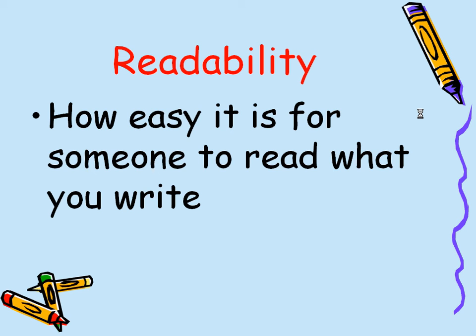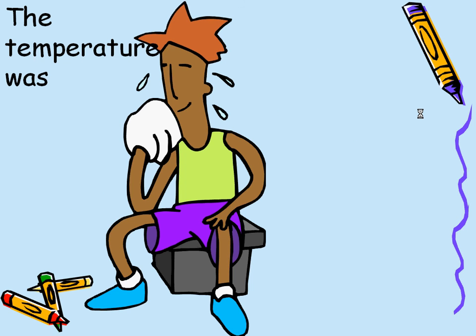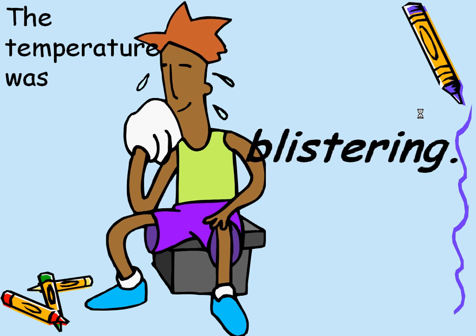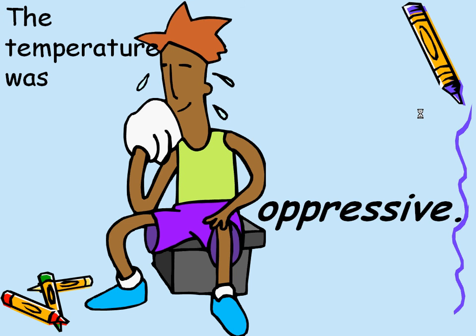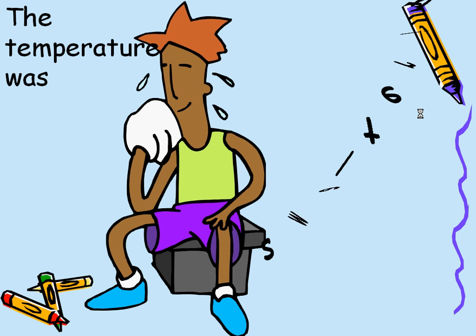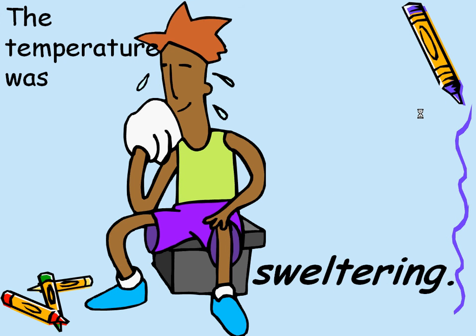For example, when you are a beginner writer, use the word hot to explain a warm day. As your writing skills improve, you begin to substitute words like hot with words like blistering, oppressive, and sweltering. Someone in first grade would not know what you mean if you wrote, "The temperature was sweltering." However, someone in fourth grade would. So let's see how it works.